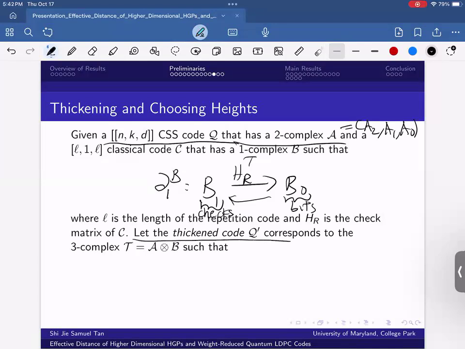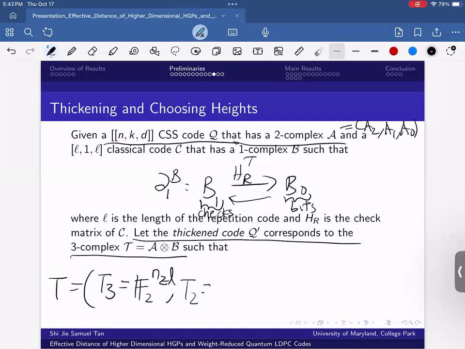And then now we have a new code that we call the thickened code Q prime. That corresponds to now a 3 complex, because when you take the tensor product of a 2 complex and a 1 complex, you end up with a 3 complex. And then you can write down the different vector spaces. So you have 3-dimensional objects, which you can think of as cubes in the geometric picture. And then the 2-dimensional objects, the plaquettes, now become a lot bigger.